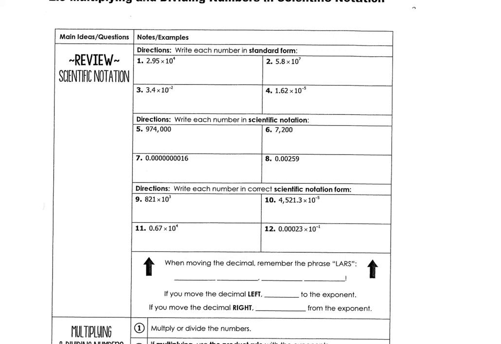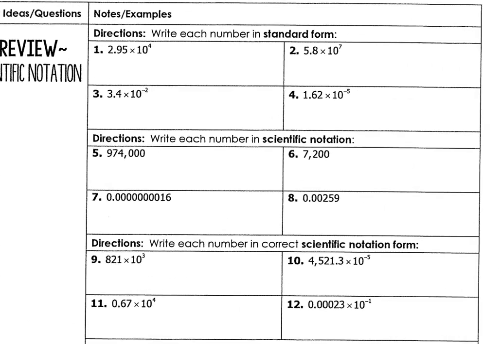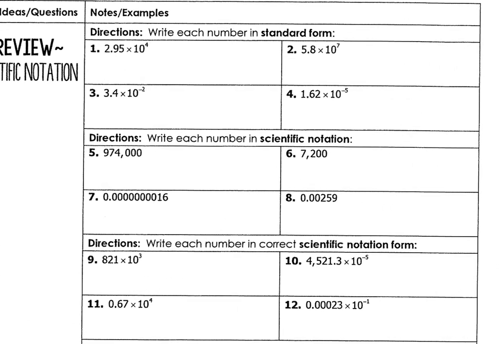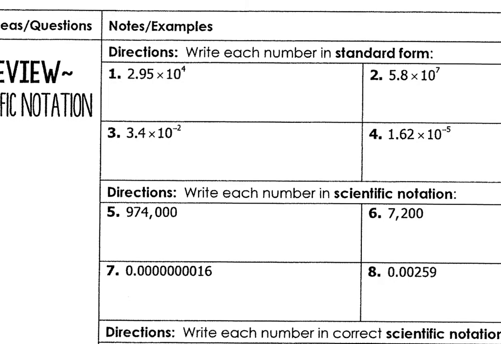Okay, so we are going to multiply and divide numbers in scientific notation. So what we're going to do is divide and follow our rules of our exponents. Okay, so the first ones we're going to practice putting numbers into standard form from scientific notation. So remember, 10 to the 4th power tells us how many places we're moving our decimal. So 2, that's 1 place, 2, 3, 4.